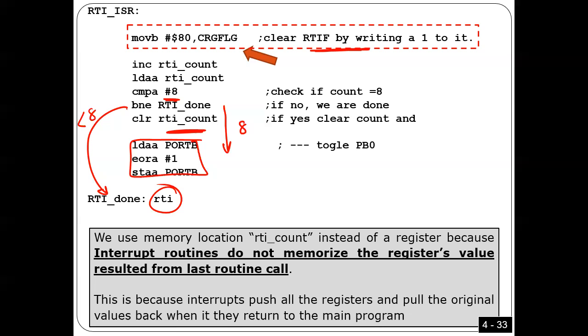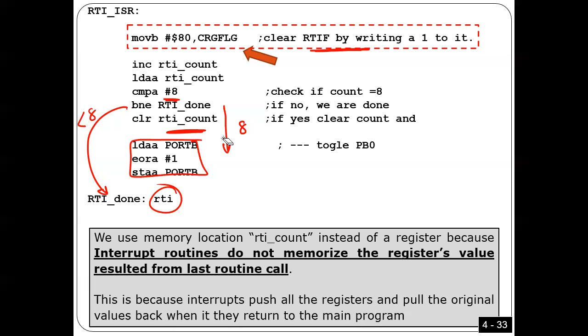See what happened? Every interrupt I'm going to increment the counter. If the counter is not 8, come here, RTI, leave. I'm done. I shouldn't do anything, right? If it is 8, I'm going to come here. Number one, I have to clear the counter to count another 8, right? Then I'm going to flip the LED. So I'm going to flip the LED every 8 interrupts.